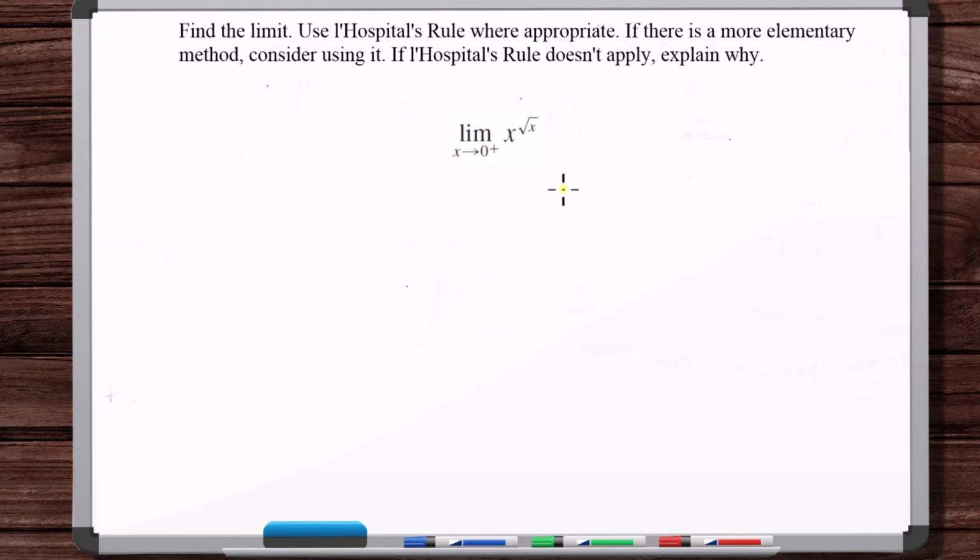Okay, so you either write this as a function and take the natural logarithm of both sides, so you take the natural logarithm of this, or you write this as an exponential. So let's take the natural logarithm of this.